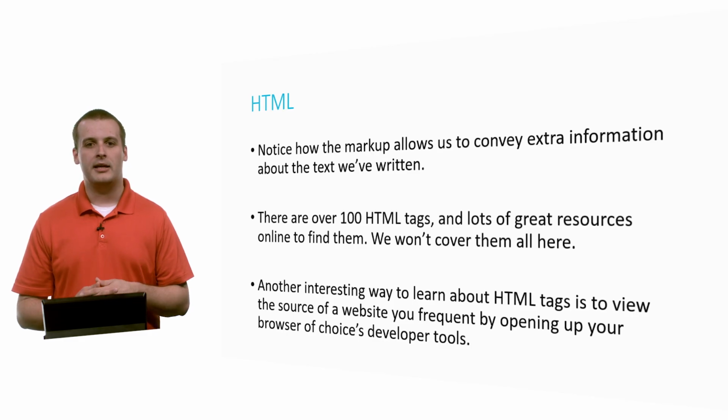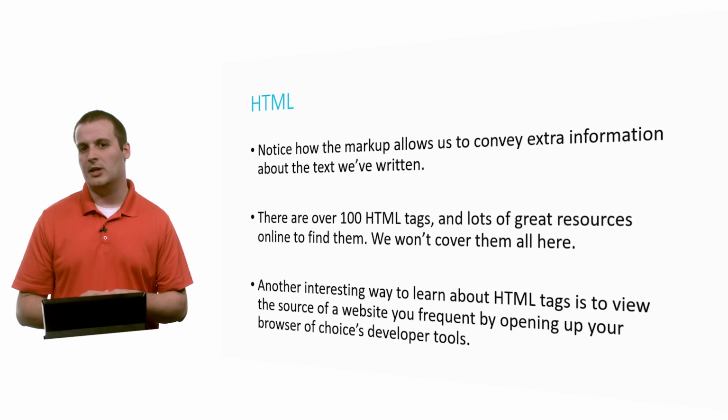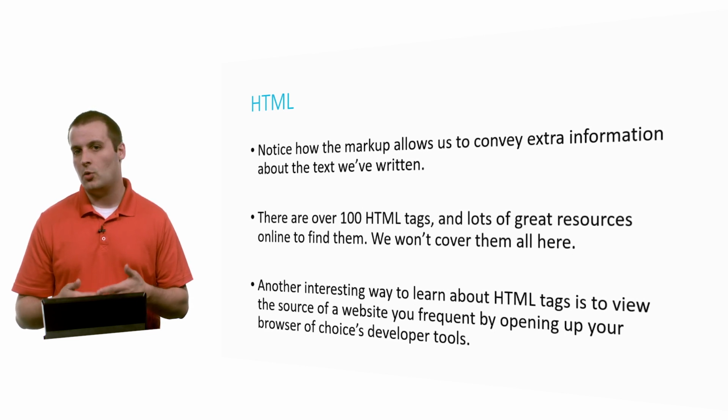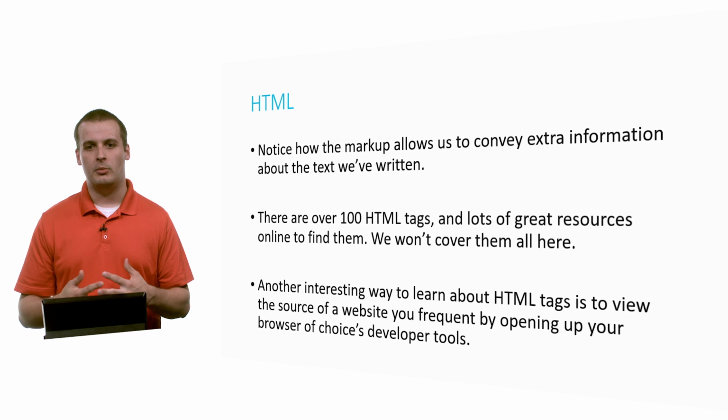Another thing you can do, though, is open up developer tools. And if you recall from our video on HTTP, I explained how to open up developer tools. In Chrome, it's usually the F12 key to open up the developer toolbar. Then, instead of choosing the Network tab, you can choose the Elements tab. And if you load a web page, you'll actually see the HTML that creates that web page.